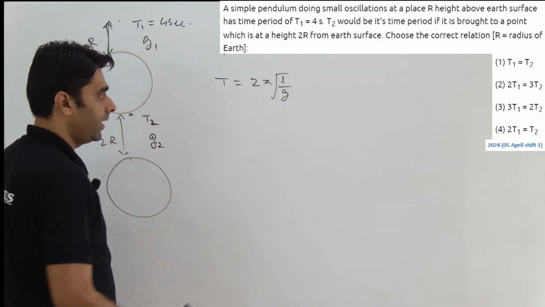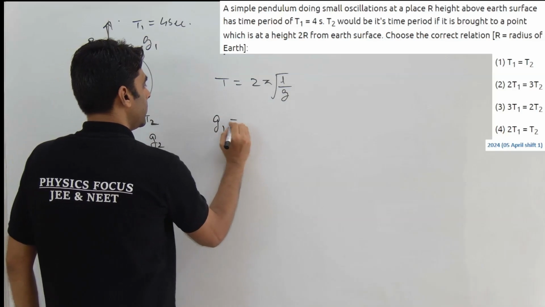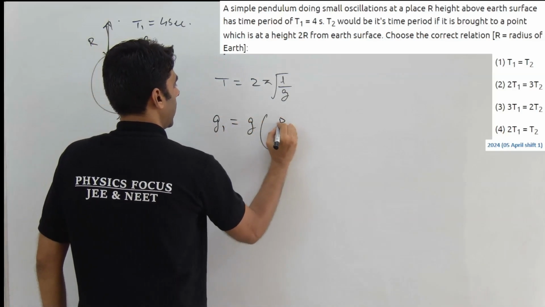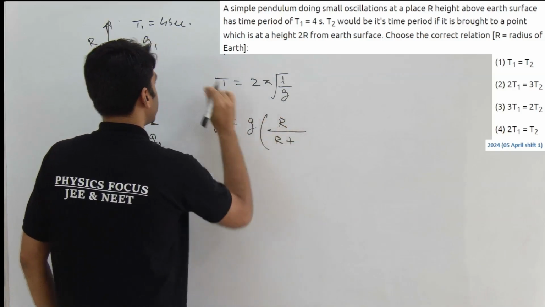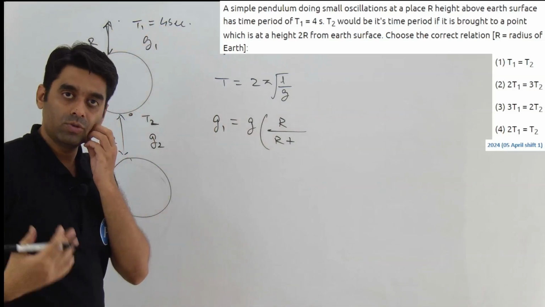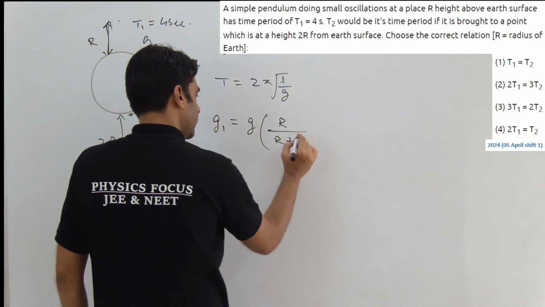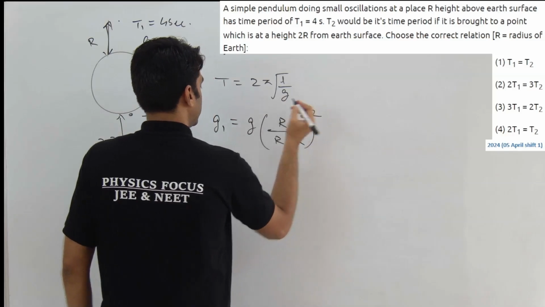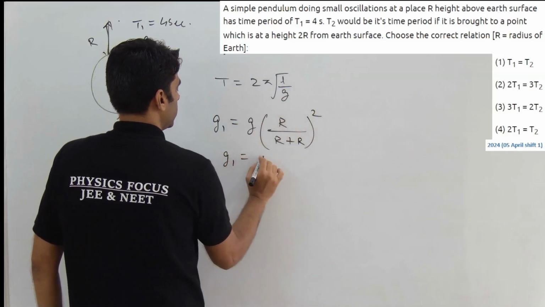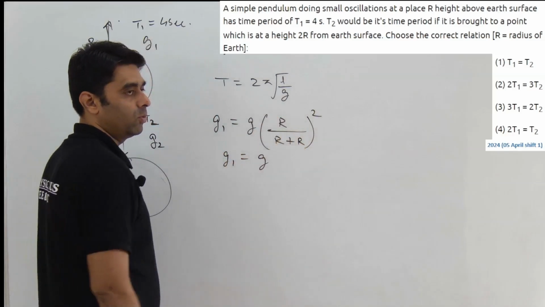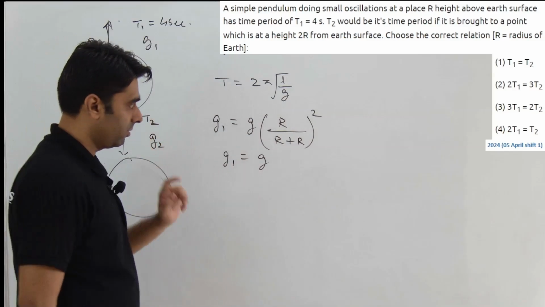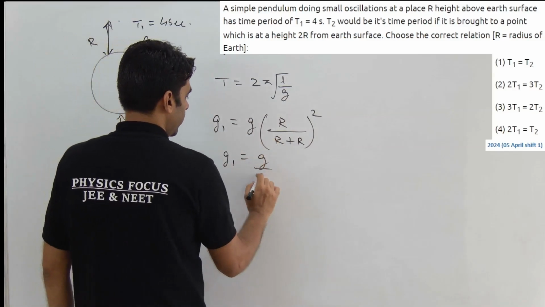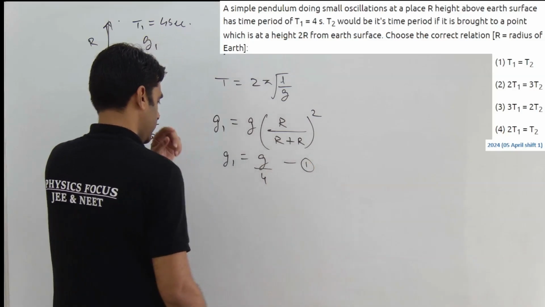So what can I write? Let's write down g1 is g times R by R plus h, whole square. How much is our h? h is equal to the radius of Earth only, which is given as R. So g1 is equal to g times R by 2R, whole square, which is 1 by 2 square. That will become g by 4. g1 comes out to be g by 4.